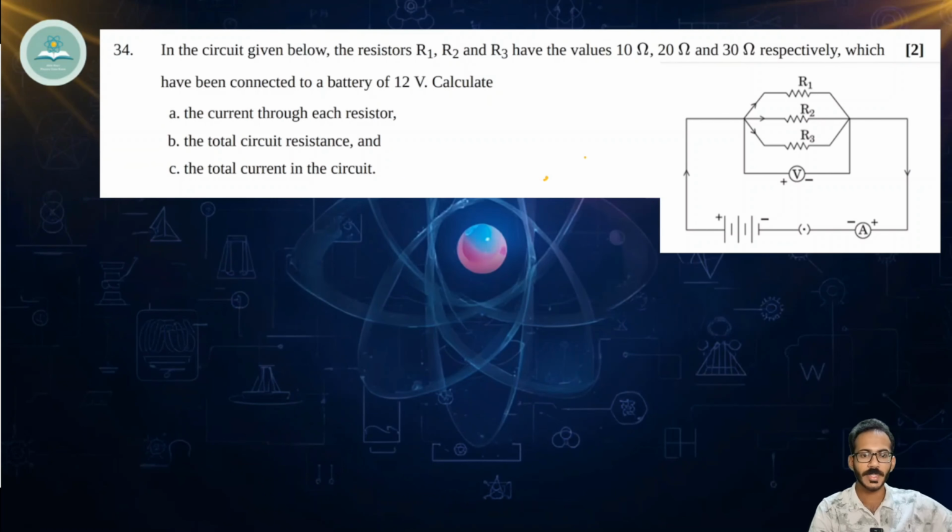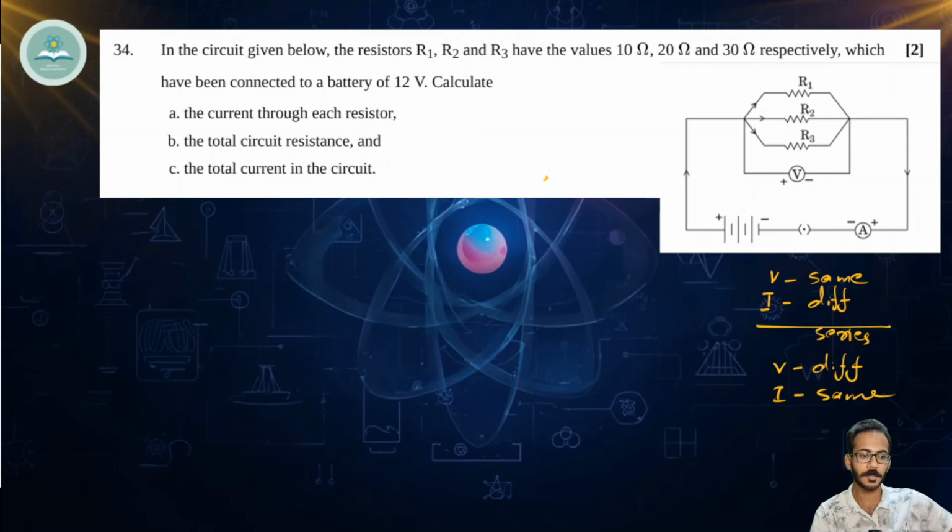This question here is based on the parallel and series connection. So here we should be knowing something. Whenever the resistors are connected in parallel, there the voltage or the potential difference will be the same and the current will be different. And in series connection, the opposite happens. The potential difference will be different and the current will be the same. In this question, we have a parallel connection where R1, R2 and R3 are connected parallelly.